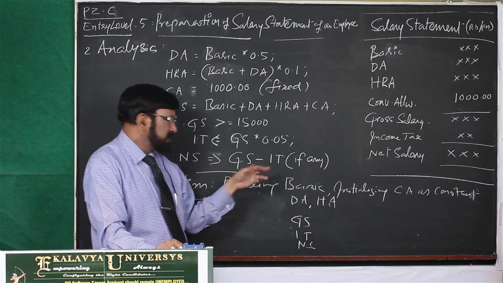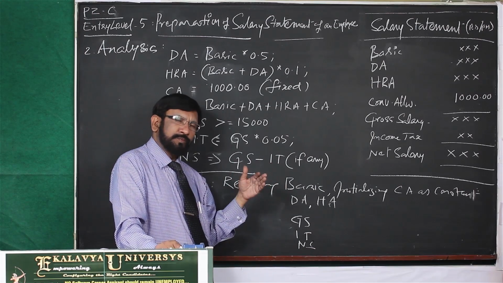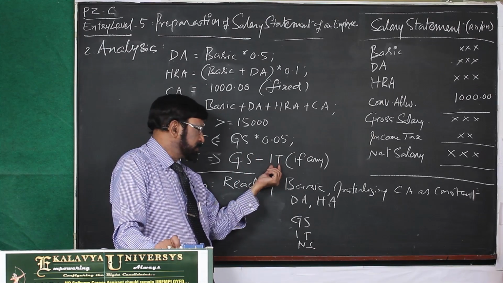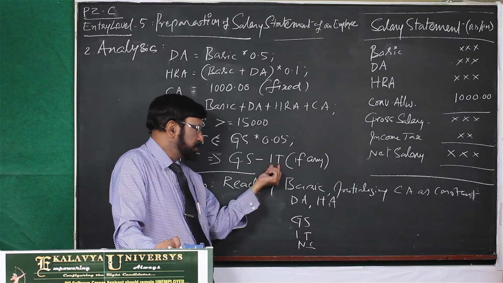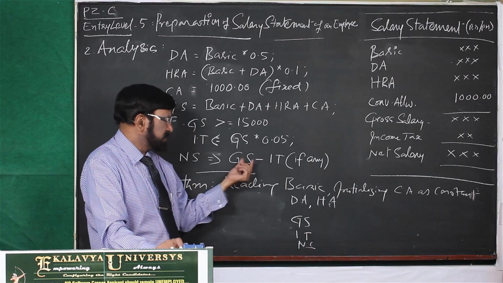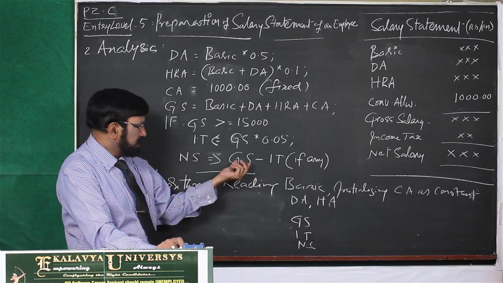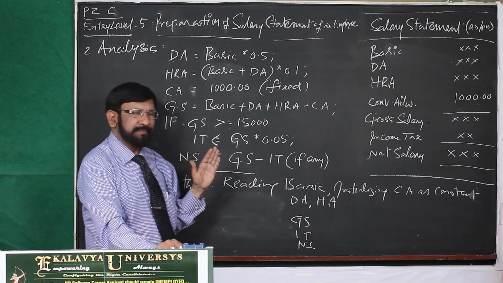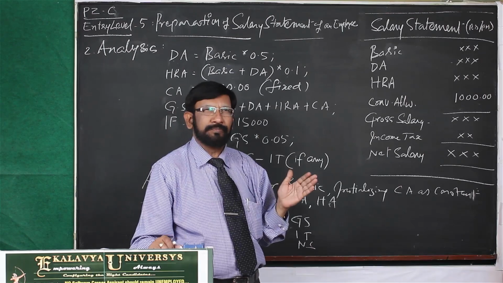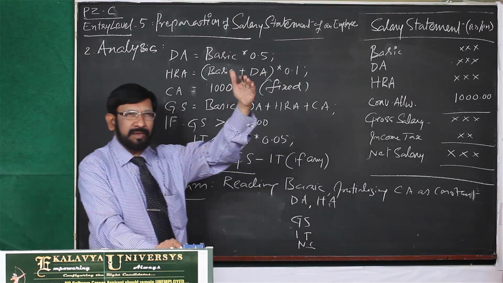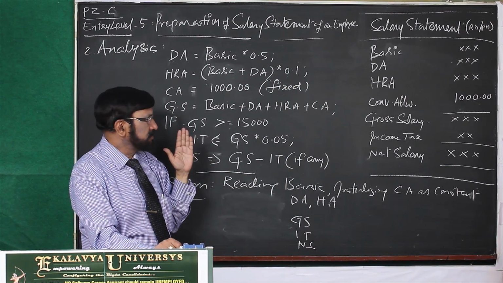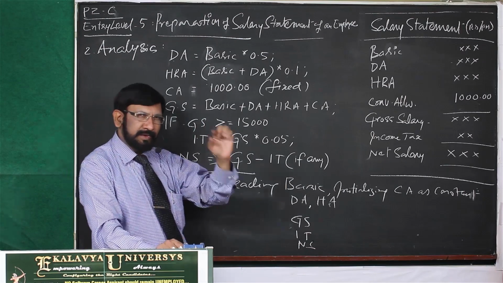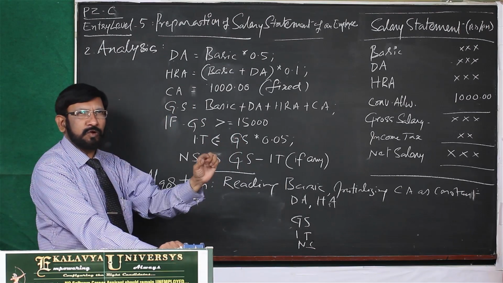Otherwise, for everybody it is deducted. For those people who are getting less than 15,000 salary, it would be 0. Then what happens? Gross salary minus 0, then gross salary is equivalent to net salary. In this way, whether a problem is small or big, you have to analyze it. Analysis is very important. Then on each and every point, you can focus.